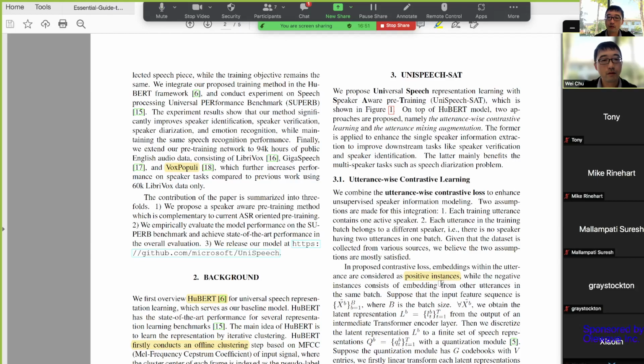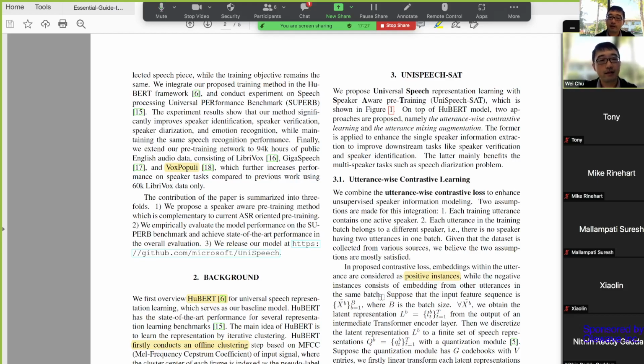So given an utterance, say an utterance of 1 second, you have 100 frames of MFCC. For those 100 MFCCs, you may be able to get 10 or 20 embeddings. All these embeddings are called positive instances regarding this utterance. And the negative instances are the embeddings from other utterances in the same batch.